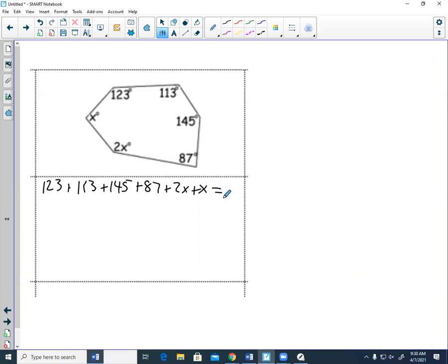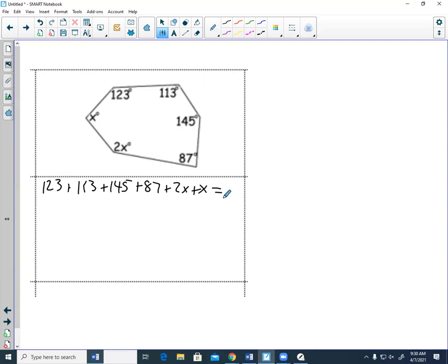So everything in that shape has to equal... not 360. What's it trying to equal? It's trying to equal however many degrees there are inside that shape. So how do I figure out how many degrees are in that shape?